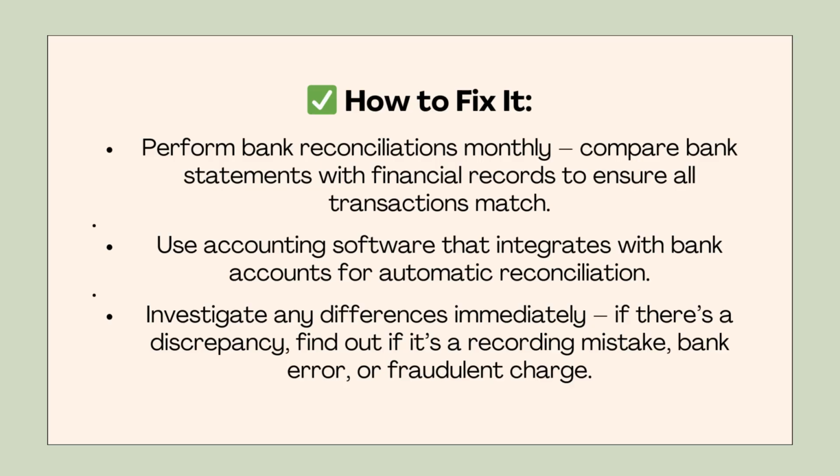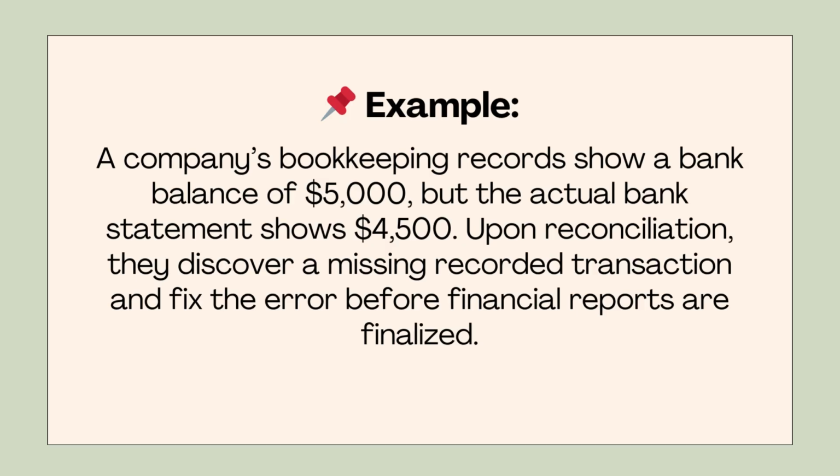How to fix it? Perform bank reconciliations monthly. Compare bank statements with financial records to ensure all transactions match. Use accounting software that integrates with bank accounts for automatic reconciliation. Investigate any differences immediately. If there's a discrepancy, find out if it's a recording mistake, bank error, or fraudulent charge. Example: a company's bookkeeping records show a bank balance of $5,000, but the actual bank statement shows $4,500. Upon reconciliation, they discover a missing recorded transaction and fix the error before financial reports are finalized.